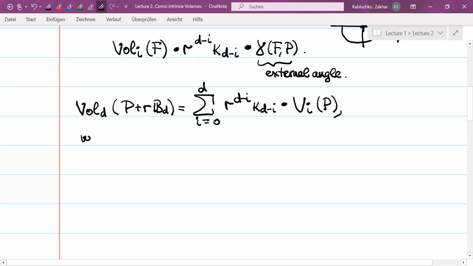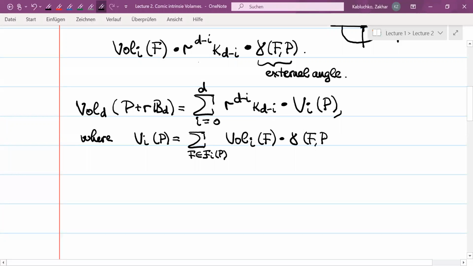So where V_i of P is the sum over all f of dimension i, over all phases of dimension i, of the following terms: the volume of the phase times the external angle at this phase. And this is called the ith intrinsic volume.